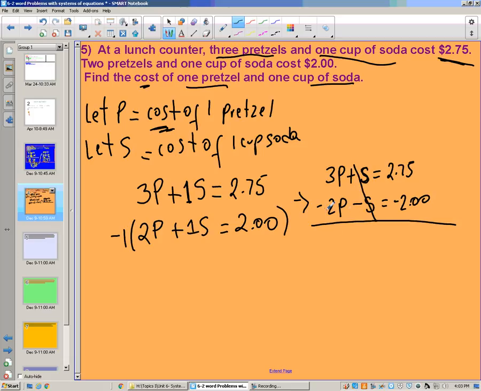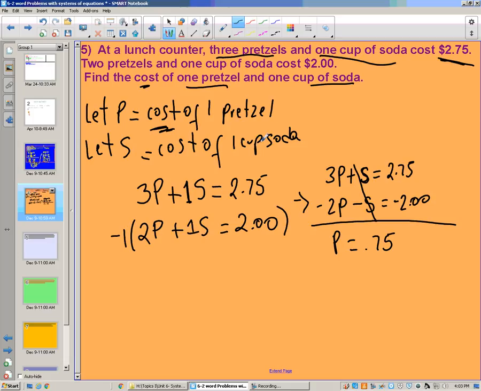Well, let's see. What's 3P minus 2P? Oh, so sorry, guys. It's probably really loud on your end. I apologize. And so now 3P minus 2P, I'm left with 1P, or just P. P will be equal to, and 275 minus 2 is going to be 75 cents. Awesome. So I know now the cost of 1 pretzel. 1 pretzel costs 75 cents.